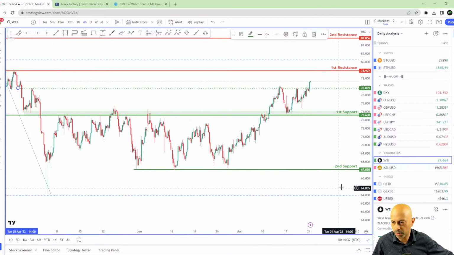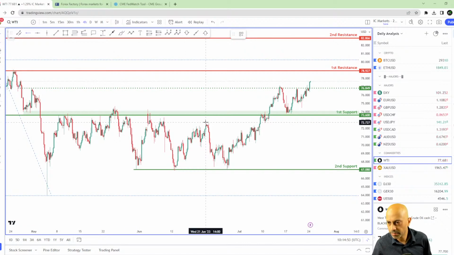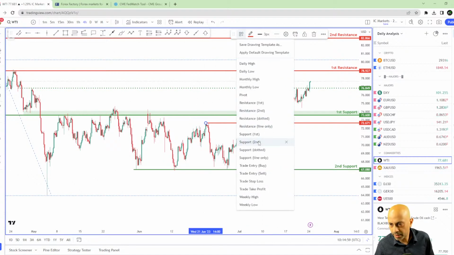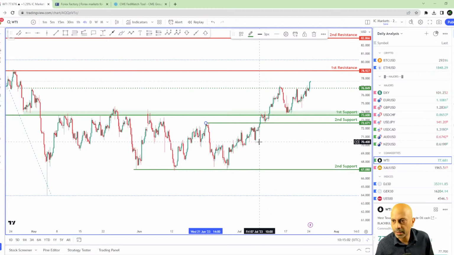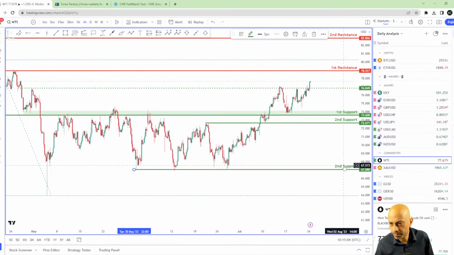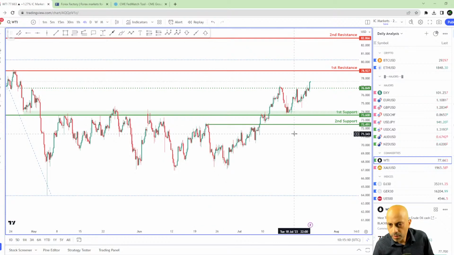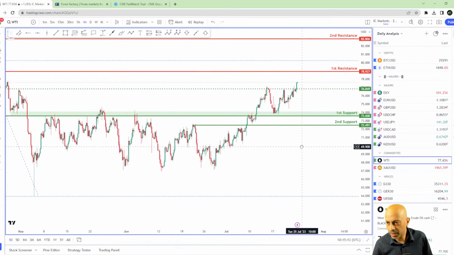Okay, then second support. This second support was identified on a daily time frame. Is there anything that we can see that's much more actionable for us to use? Probably maybe this level here, 72.60. Yeah, I think this would probably be a better level to identify as a second support on the 4-hour time frame. Yeah, probably this would be something that's more actionable here.